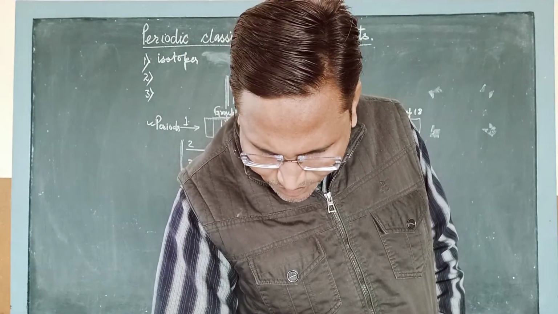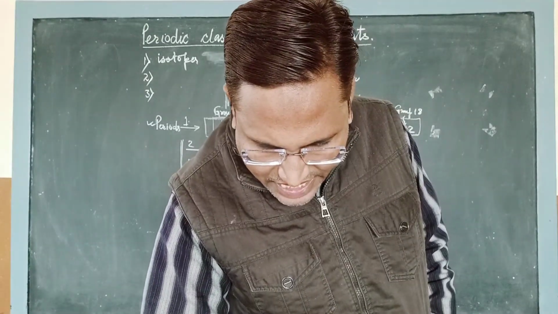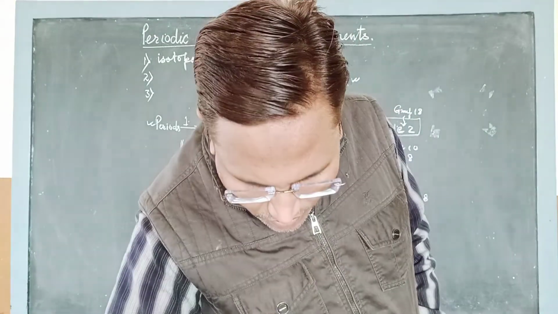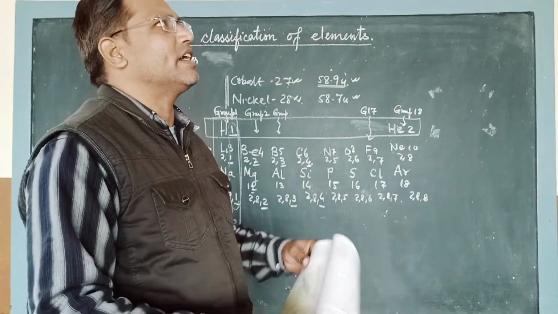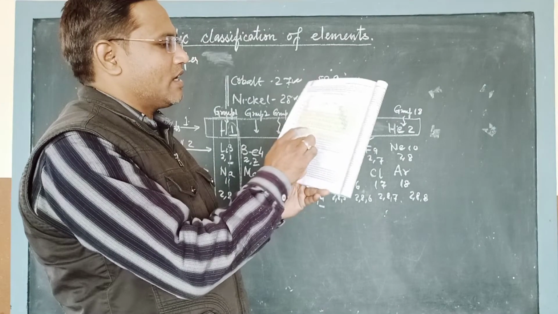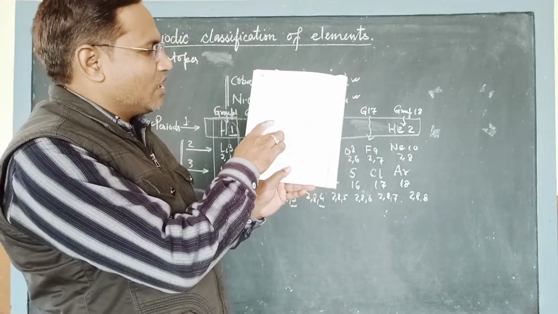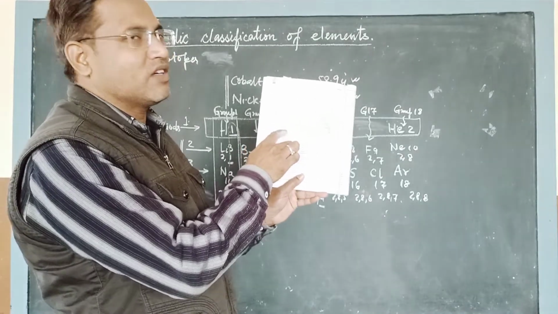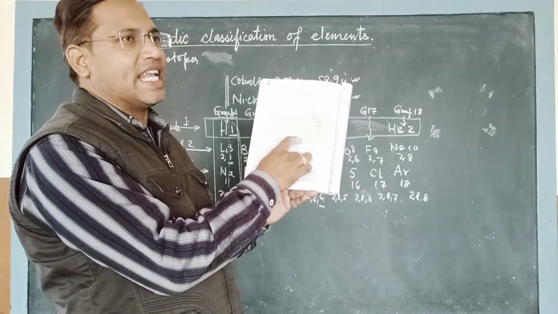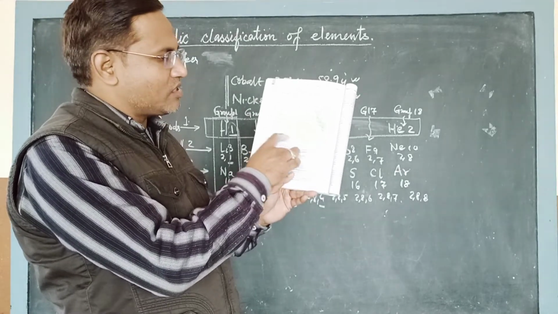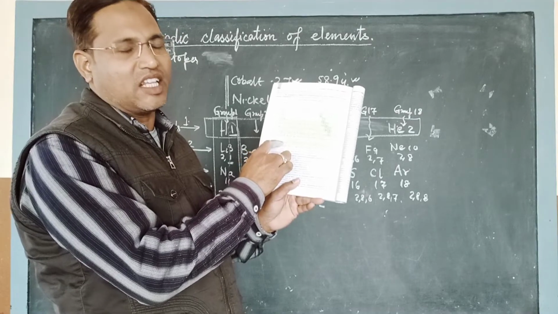Next we have the lanthanides and the actinides. In period number 6, when you refer to your book, you will see that after element 56, elements 57 to 71 are not given in between. They are given at the bottom, and they are known as lanthanides. Why is this known as the lanthanide series? Because the first element of this series is lanthanum.